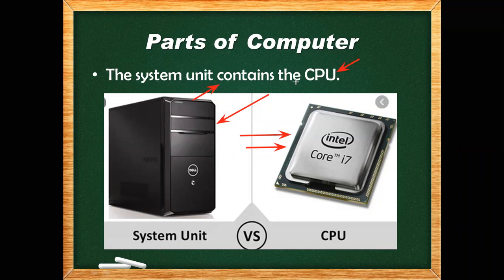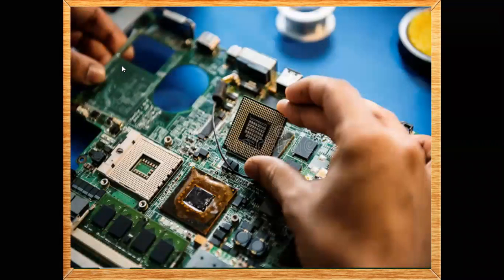The CPU is very small. It's just a chip. It's a small chip which is inside the system unit. Okay, how small it is, let me show you. If you see the picture, the square box, let me mark it with the help of a pencil.